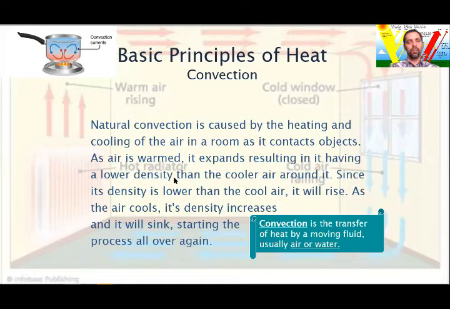Convection is the transfer of heat by a moving fluid, usually air or water. Natural convection is caused by the heating and cooling of the air in a room as it contacts objects. As air is warmed up, it expands, resulting in a lower density than the cooler air around it. Since the density is lower than the cool air, it will rise. As the air cools, its density increases and it will sink again, starting the process all over again. This movement of air is known as a convectional current.